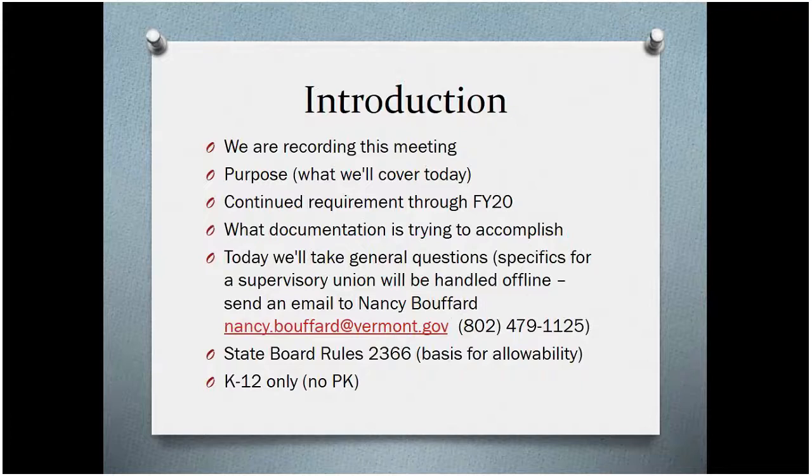So there is my phone number and my email address. All of this information is in State Board Rules 2366, and we're doing K-12 only. I can't see the 2 attachments that I added, but I did add these PowerPoint slides as an attachment. I also added the guide that I sent over the invitation over email that has all of these rules, so it has more detail about what we're going to talk about.